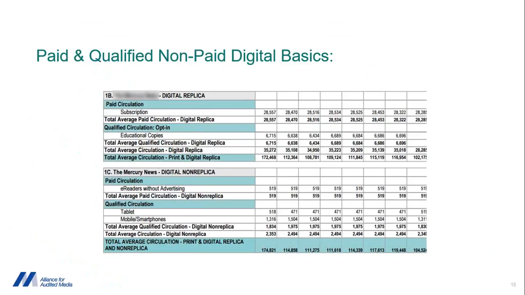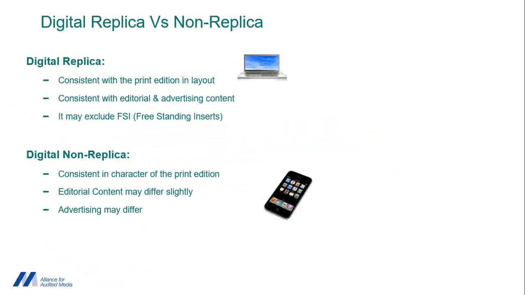Now we're going to touch just real briefly about digital. We're going to talk about the reporting for digital. In this example here we have digital replica, we have a paid subscription, we have education copies, and then we are getting into digital non-replica. So before I get into the different reporting categories for digital, I just need to touch base about the difference between a digital replica and a digital non-replica.